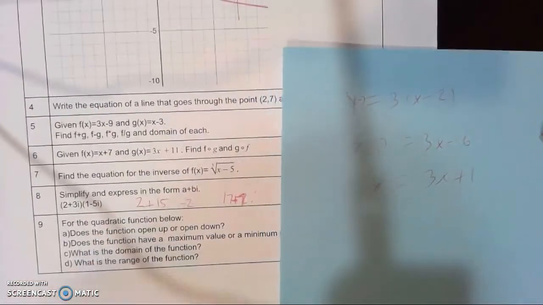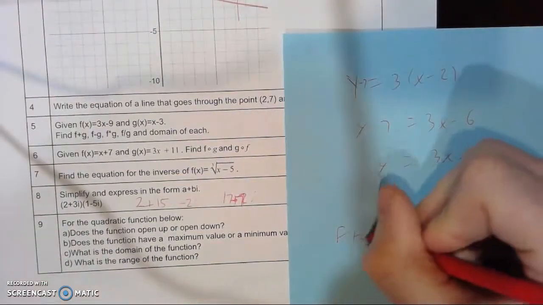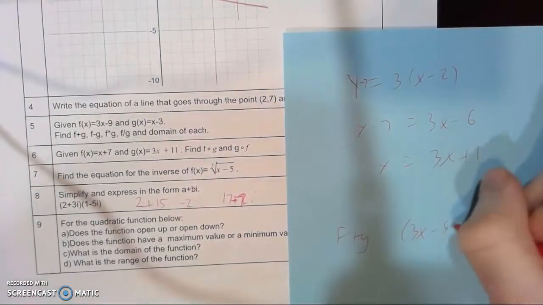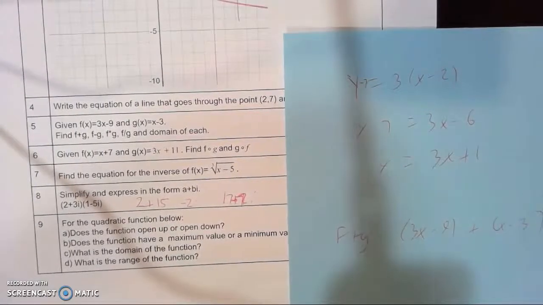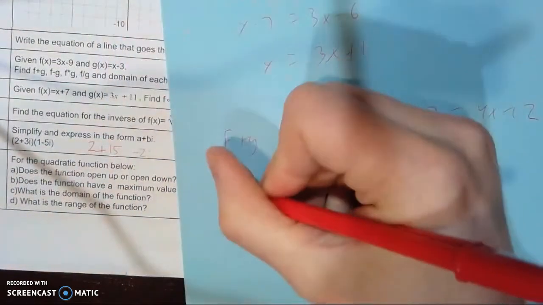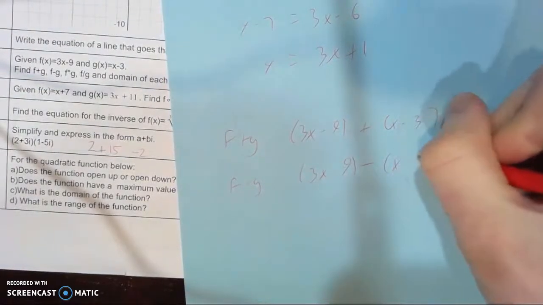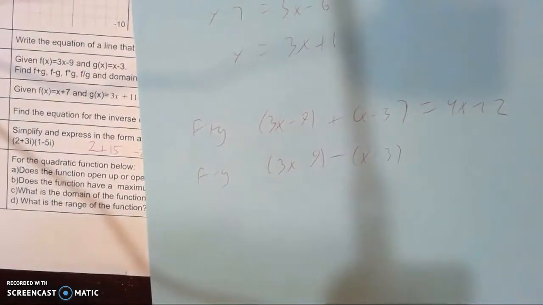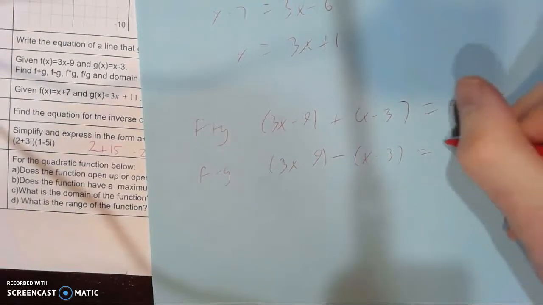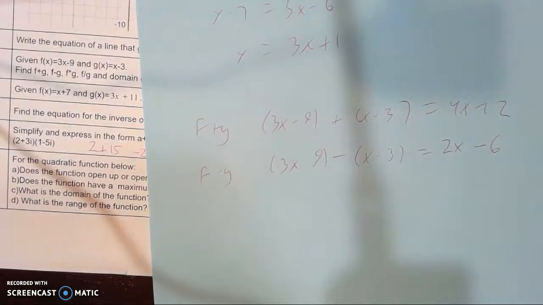Question 5. That's f and g. Find f plus g, f minus g, f times g, f divided by g. F plus g, you would get 3x minus 9 plus x minus 3. That is 4x minus 12. F minus g, you get 3x minus 9 minus (x minus 3). Make sure to have parentheses there. A lot of people didn't do that. That is 2x minus 6.